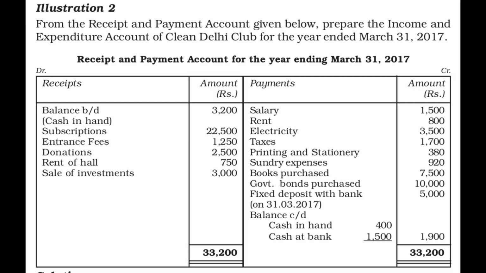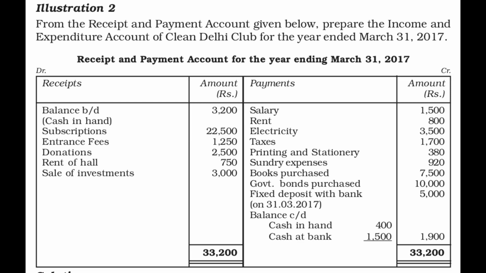നെക്സ്റ്റ് ഐറ്റം ഇറ്റ് ഈസ് ഗവൺമെന്റ് ബോണ്ട്സ് പർച്ചേസ്ഡ് rupees 10,000. It is also a payment but a capital expenditure, therefore not taken in the income and expenditure account. പണം ഇൻവെസ്റ്റ് ചെയ്യുന്നതിന് വേണ്ടിയാണ് ഗവൺമെന്റ് ബോണ്ടുകൾ വാങ്ങുന്നത്, അതുകൊണ്ട് ഇത് ഇൻവെസ്റ്റ്മെന്റ്സ് ആയി മാറുന്ന അസറ്റായി മാറുന്ന ഒരു എക്സ്പെൻഡിച്ചർ ആണ്, അതുകൊണ്ട് അതും ഇൻകം ആൻഡ് എക്സ്പെൻഡിച്ചർ അക്കൗണ്ടിൽ എടുക്കില്ല. നെക്സ്റ്റ് ഐറ്റം ഇറ്റ് ഈസ് ഫിക്സ്ഡ് ഡെപ്പോസിറ്റ് വിത്ത് ബാങ്ക് rupees 5,000.